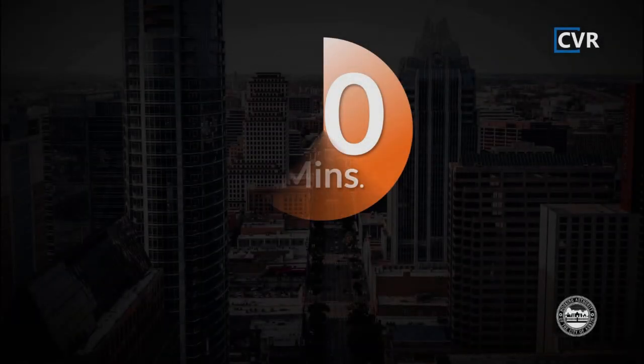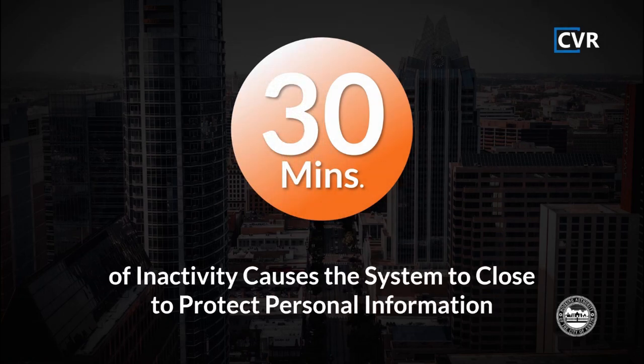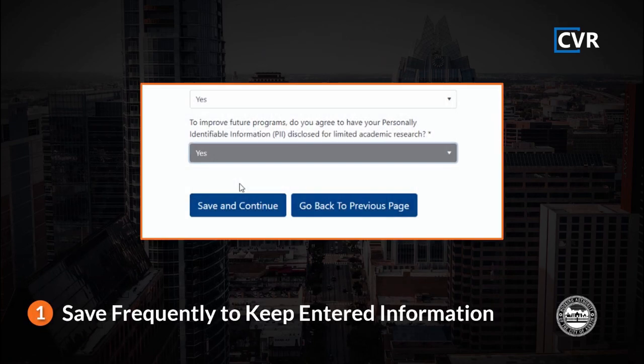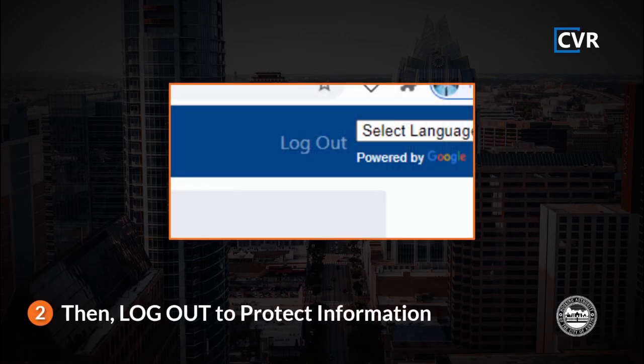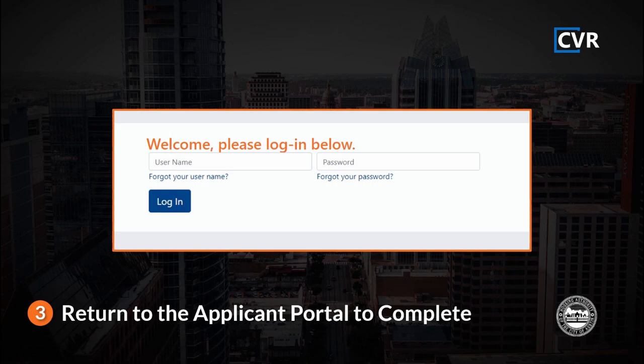Note, if there is no activity for 30 minutes on an open application that has not been completed and submitted, the system will close the session to protect your information, and any unsaved information will be lost. Click Save frequently so that none of your information is removed. If you need to step away from the application, select Save and click the Logout link at the top right-hand corner of any page. You can go back into your account to complete your application when you are ready.